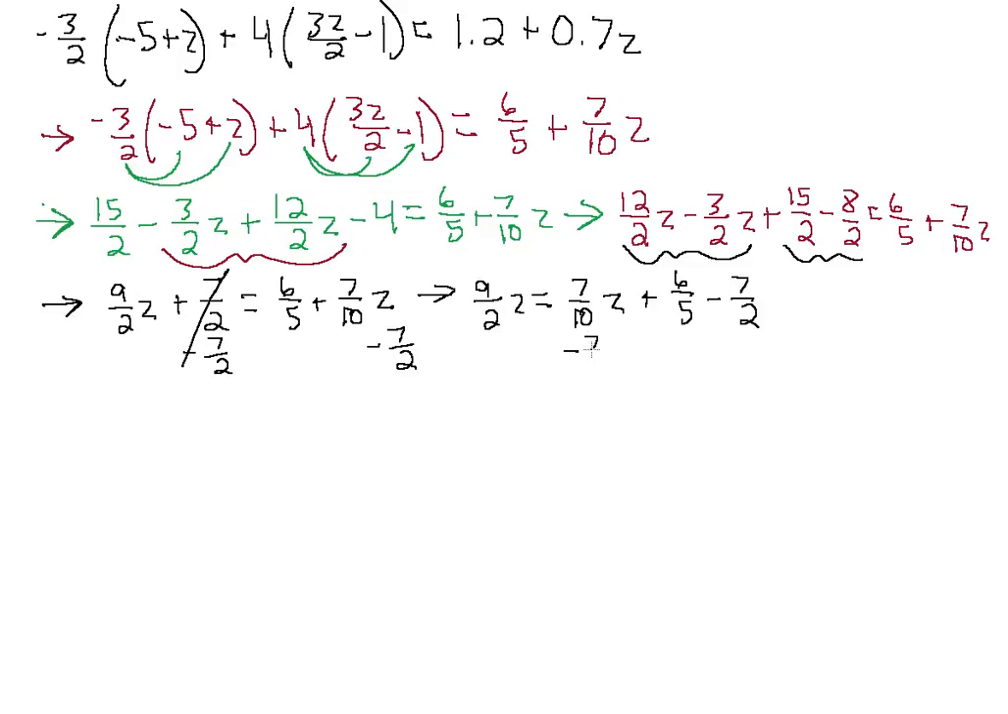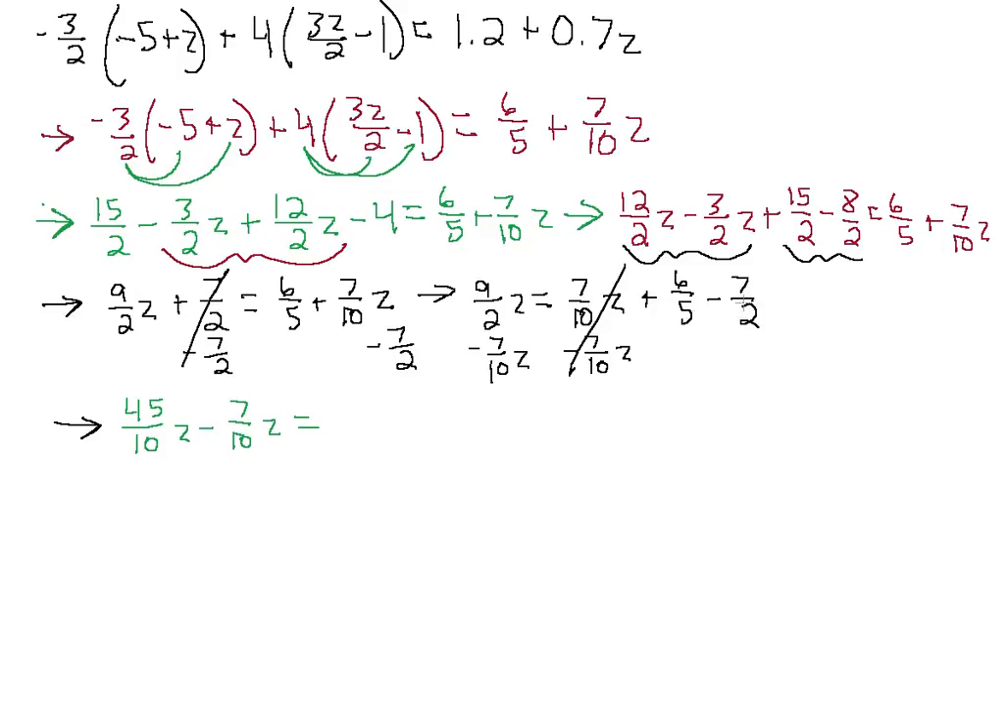Let's move this term over to the left. We're going to subtract 7 over 10z from both sides, which will cancel that out. Let's rewrite 9 over 2 with a denominator of 10, because we'll be subtracting these in the next step. So times 5, we have 45 over 10 z minus 7 over 10 z. 45 over 10 is the same thing as 9 over 2.